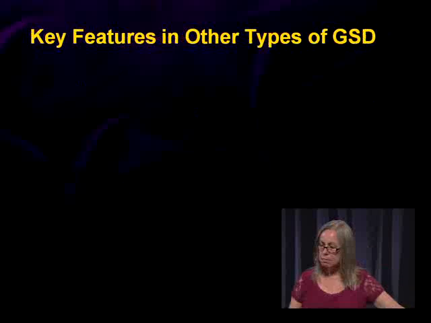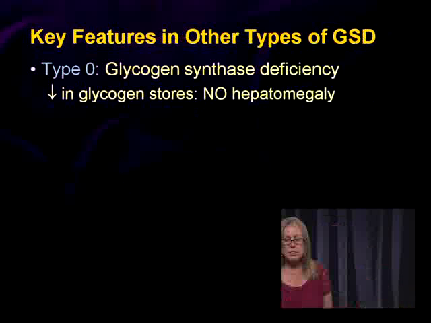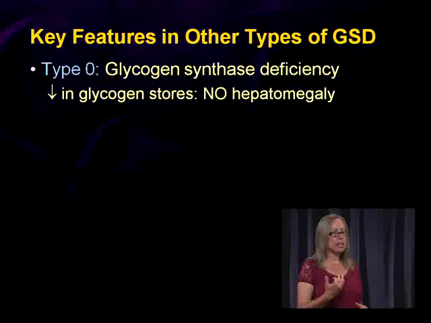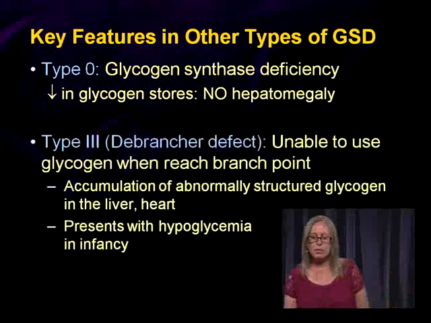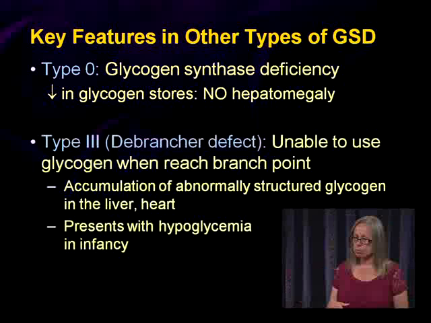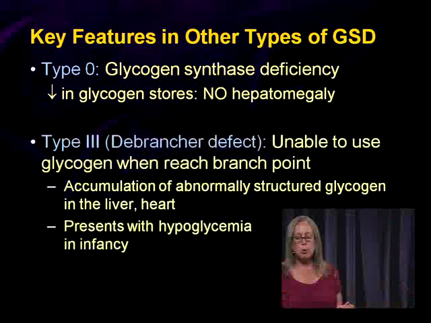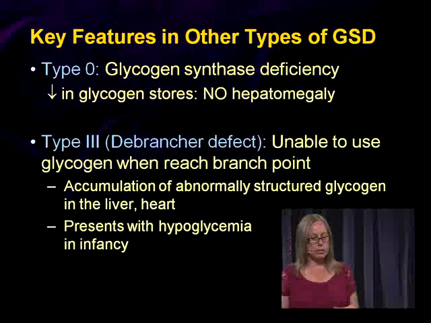So other types of GSD: if you can't make glycogen in GSD type 0, your liver isn't going to be big. GSD type 3, with debrancher deficiency, you're going to have an accumulation of abnormally structured glycogen in the liver and heart, and these kids will also present with hypoglycemia in infancy.